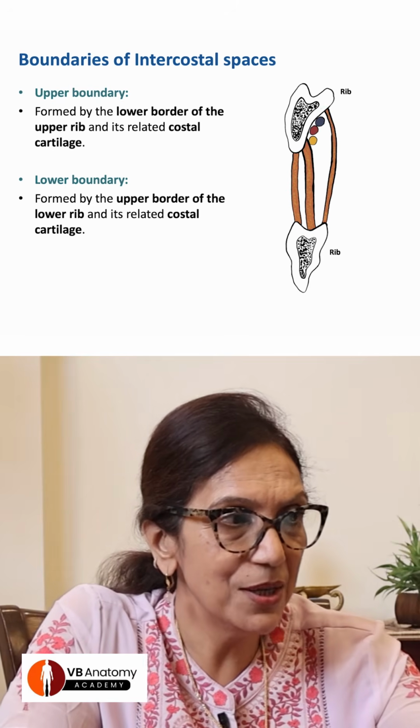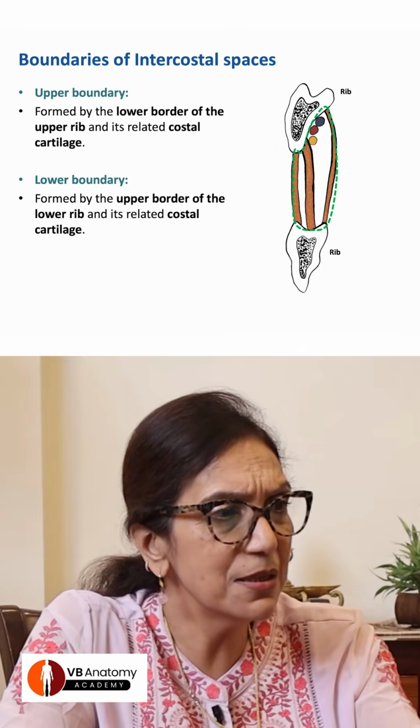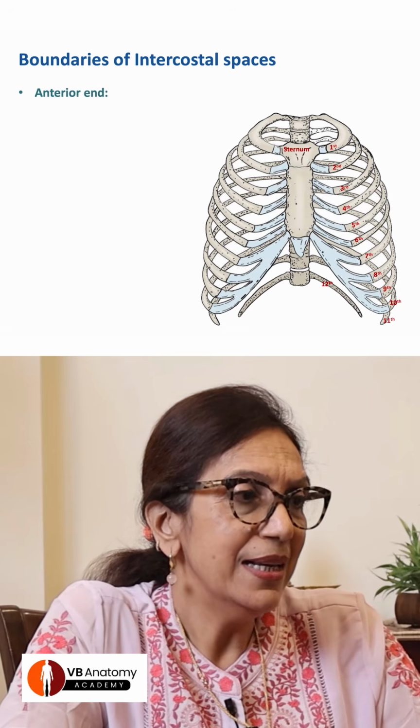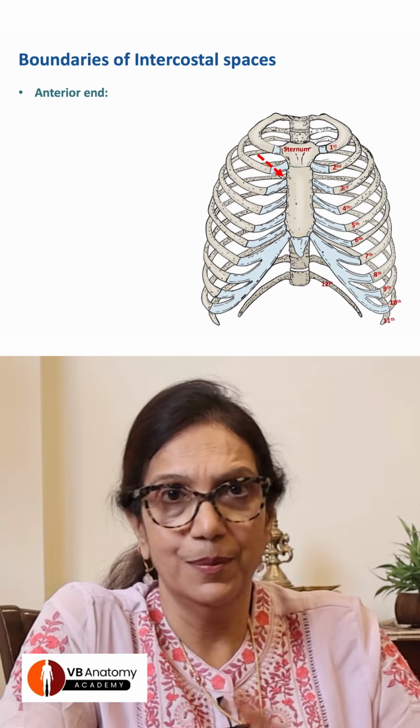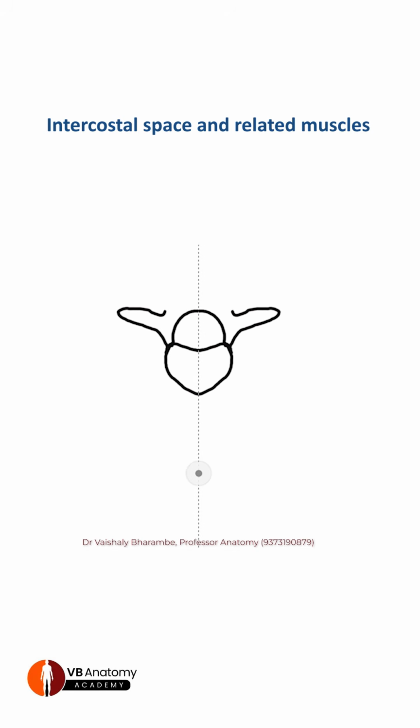This green image that you are seeing here is the intercostal space. It contains muscles, blood vessels and nerves. The anterior end is formed by the sternum. We'll first draw the vertebra. Here's your heart-shaped thoracic vertebra, the vertebral foramen, the transverse process and the spinous process.